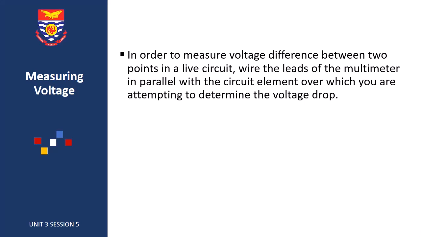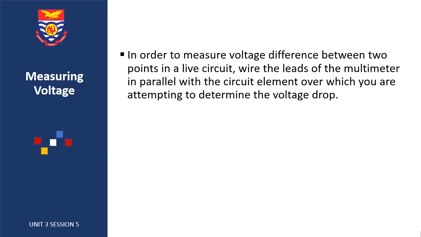And to measure the voltage, you must ensure that the voltmeter that you are going to use is wired in parallel with the circuit component you want to measure the voltage drop across. Now, when the voltmeter or the multimeter is being used to measure voltage, the resistance of the device is made very high. The reason is that it will not affect the current flow through the circuit and therefore change the voltage drop.